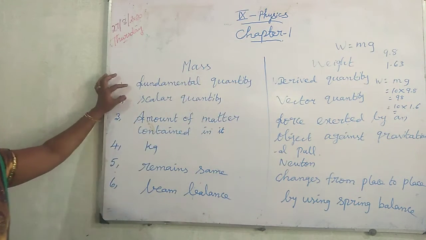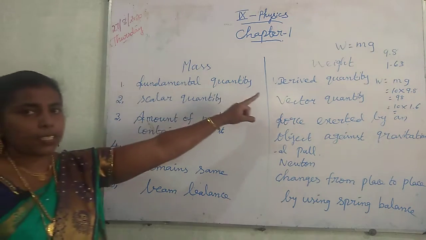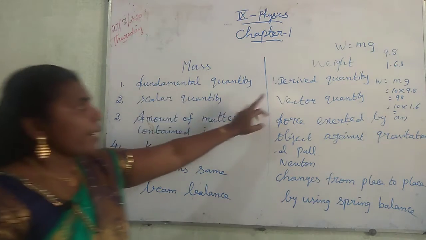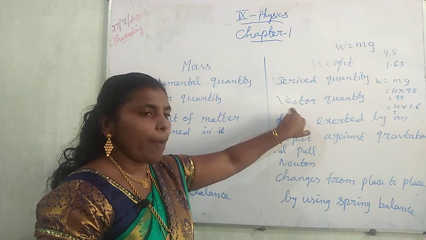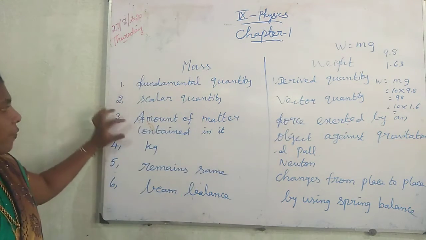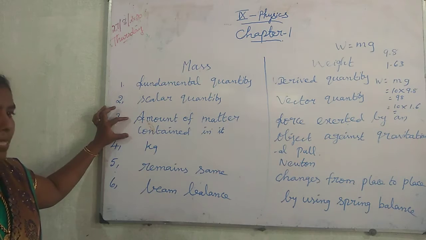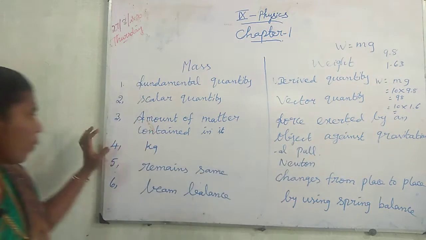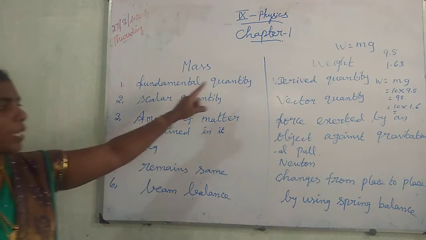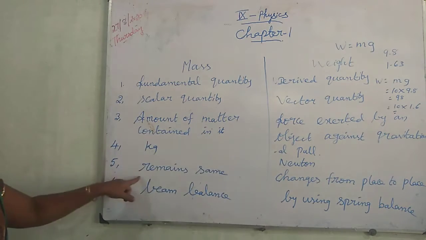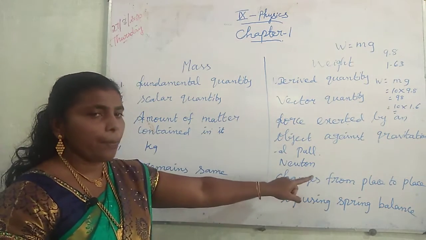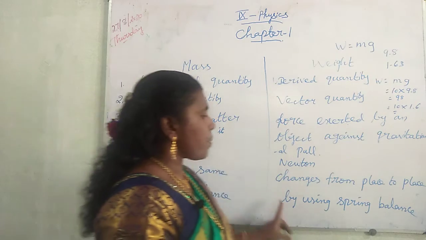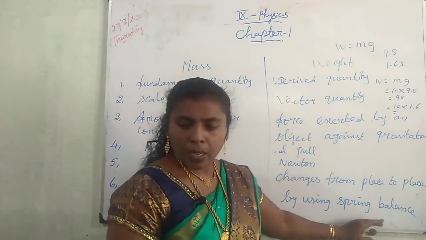The first point: mass is a fundamental quantity, weight is a derived quantity. Mass is a scalar quantity, only magnitude, but weight is a vector quantity, both magnitude and direction. The definition of mass is the amount of matter contained in it; weight is the force exerted by an object against gravitational pull. The unit of mass is kilogram, the unit of weight is Newton. Mass remains the same, but weight changes from place to place. Mass is measured using a beam balance and weight using a spring balance.